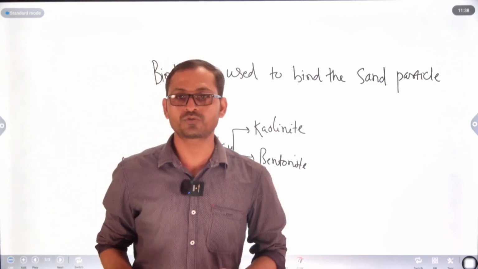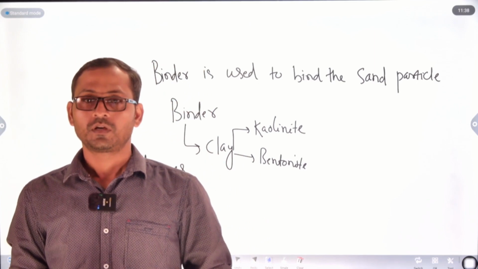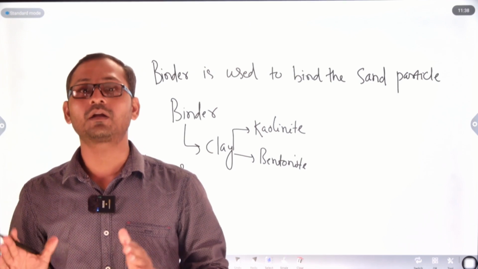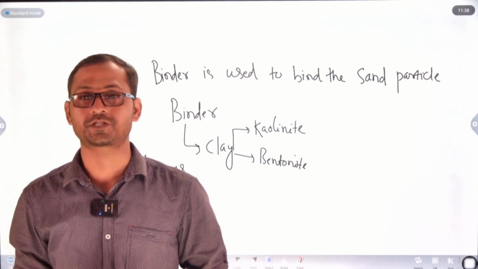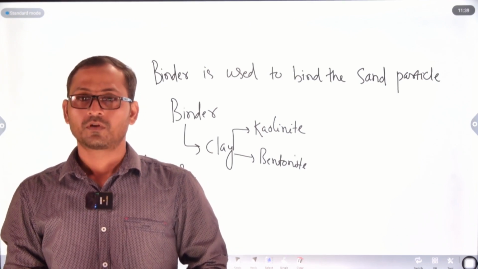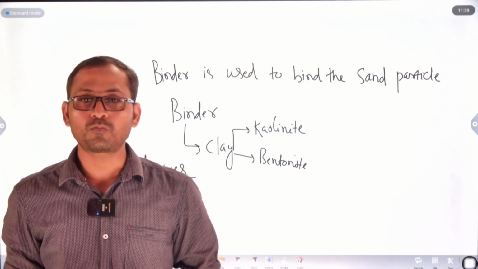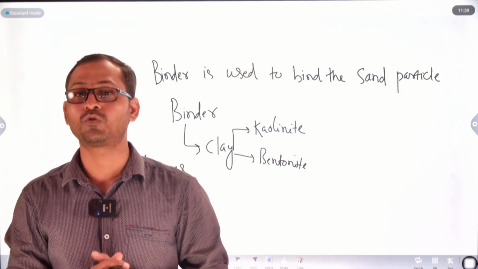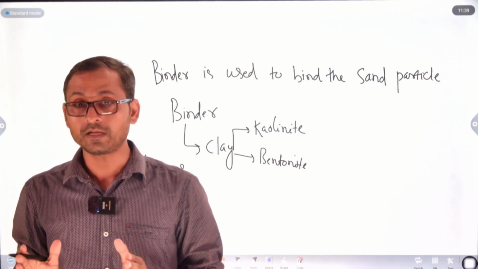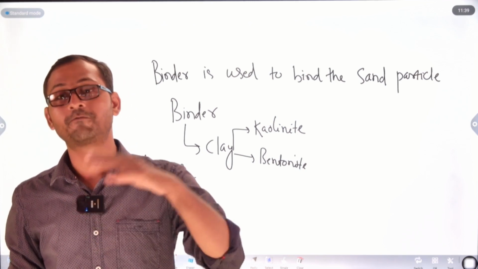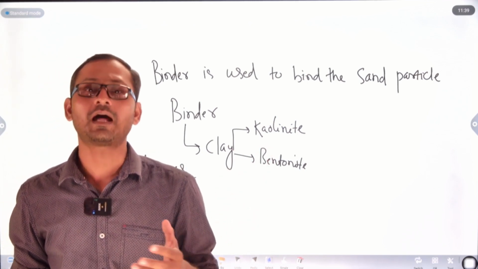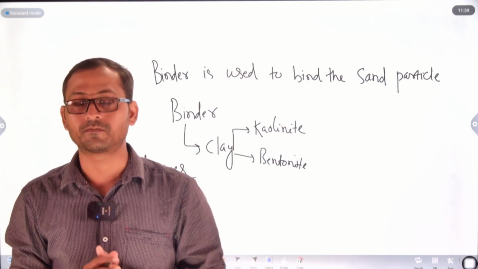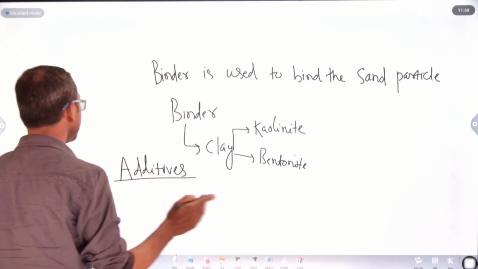Why do we use additives? Because whatever you do in the molding sand and pattern will be reflected in the casting. So to enhance the properties of the molding sand, we add something intentionally, because whatever good you do in the molding sand or pattern will be reflected in the casting. That is called an additive.